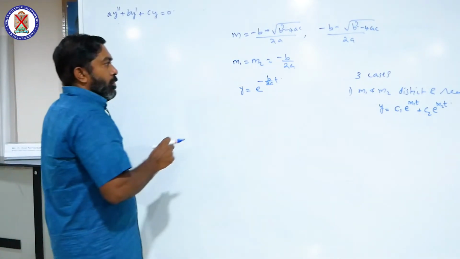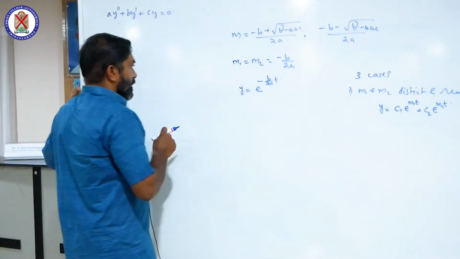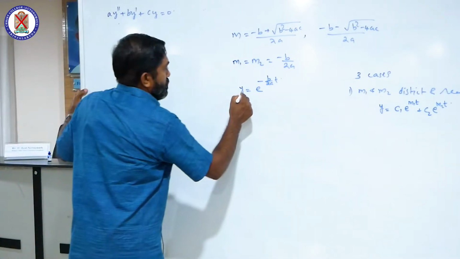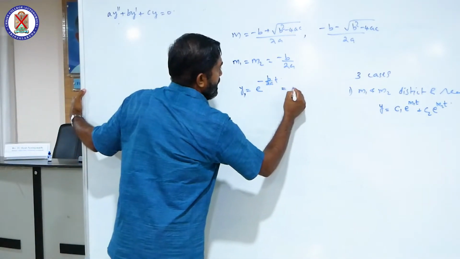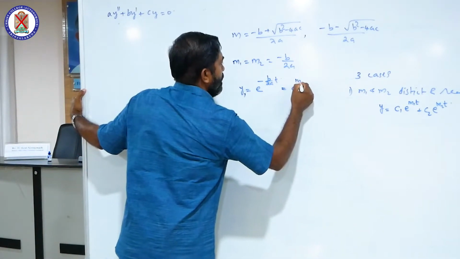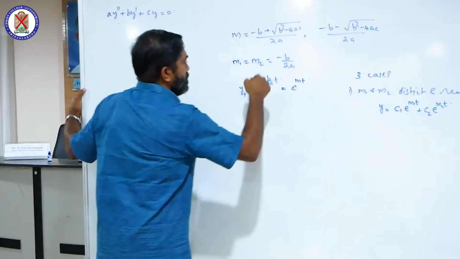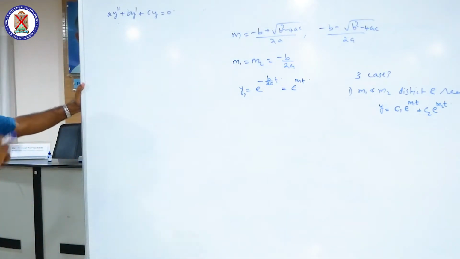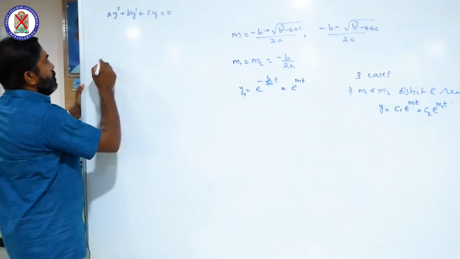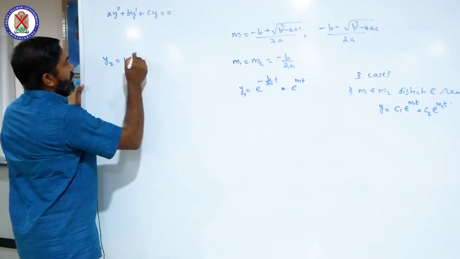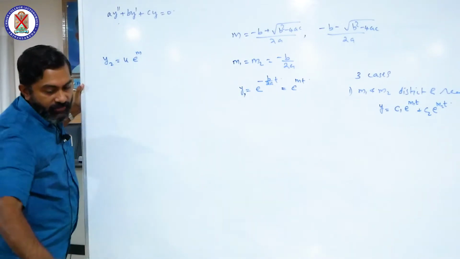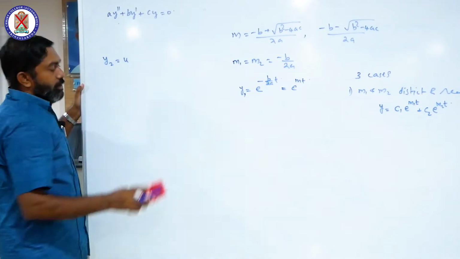Okay, for that we consider the first solution, which we call y1. I say this is y1 equals e raised to m into t. I am just calling minus b by 2a equal to m. So it is the first solution. I assume the second solution y equals some u into y1, that is, u y1.